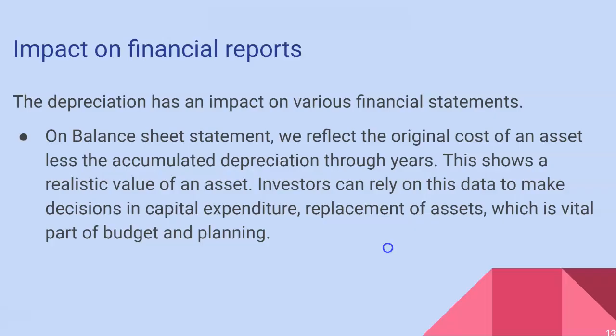So let's go back to the balance sheet statement. We reflect the original cost of an asset when we buy it, right? And we know that we need to reduce the original cost because at the end of a year or at the end of 2 years, the value is different. So we use accumulated depreciation through the years. It could be 5 years, 2 years. So we have all amounts of depreciation combined in that particular amount. So this shows a realistic value of an asset: original cost less accumulated depreciation through the years.